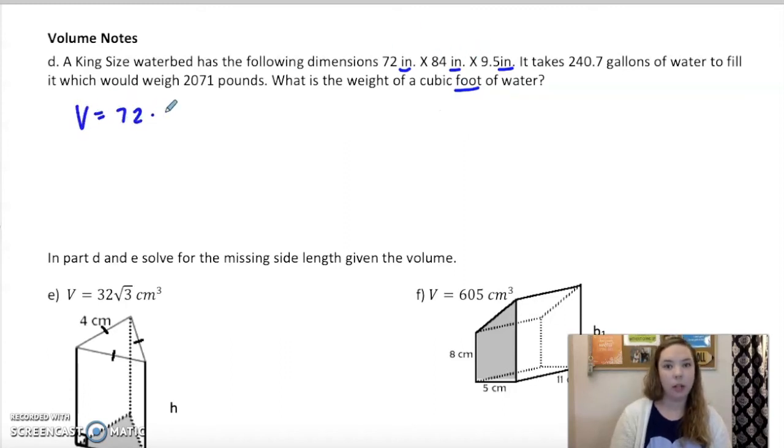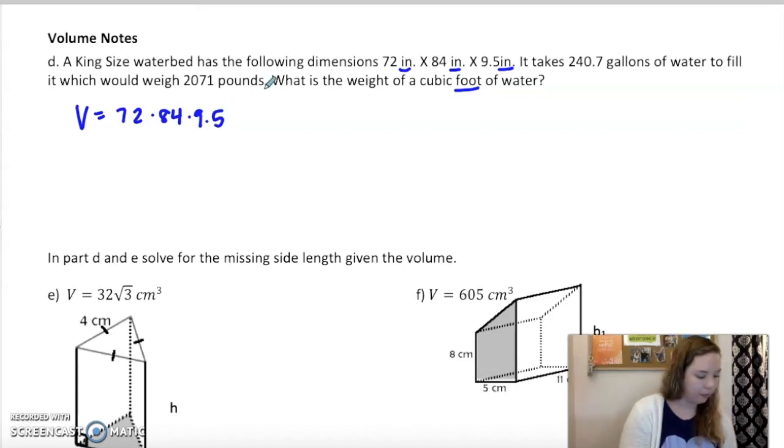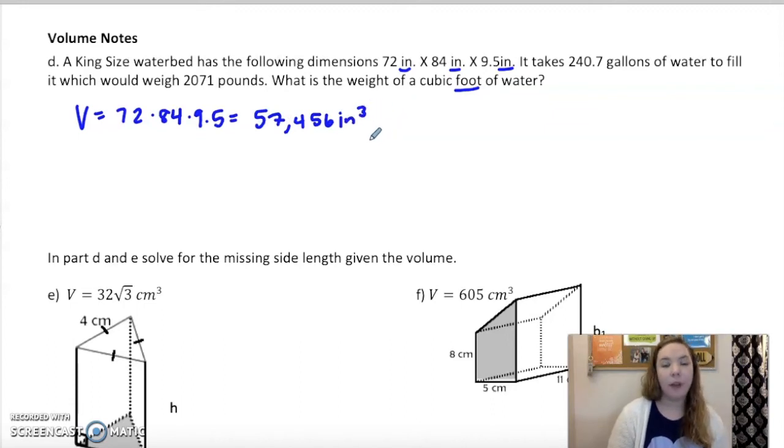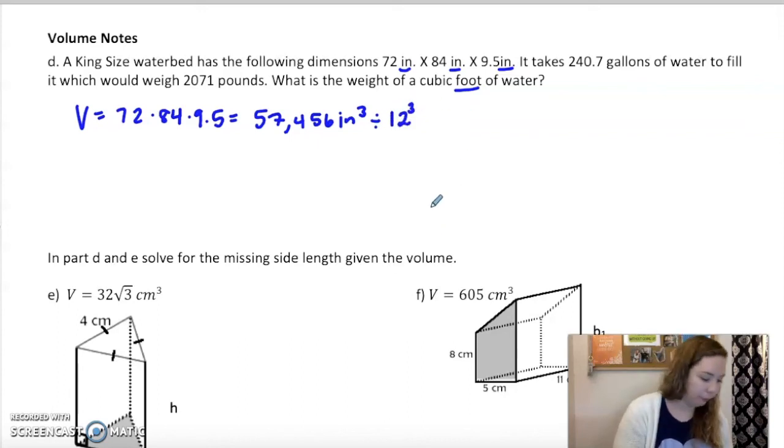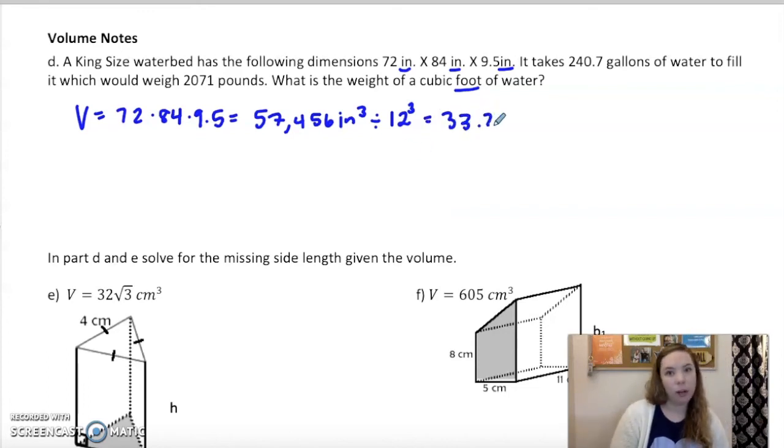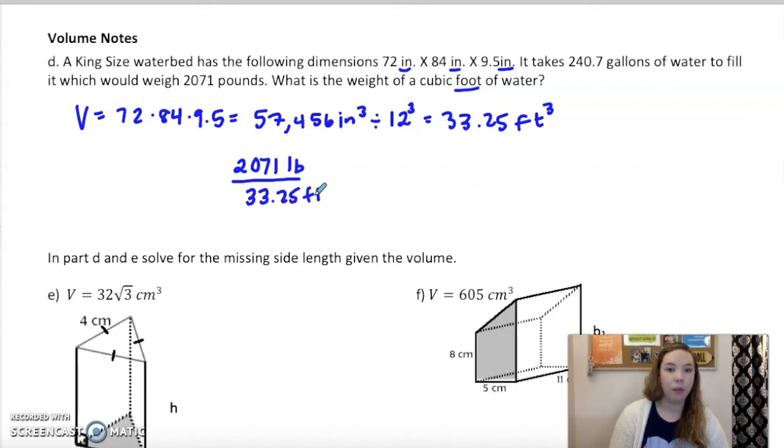So volume would be 72 times 84 times 9.5, which is 57,456 cubic inches. Now, if I want to convert this to cubic feet, we have to remember that since our units are cubed, we're going to have to also divide by 12 cubed instead of just 12. So we would end up with 33.25 cubic feet. And then that weighs 2,071 pounds for 33.25 cubic feet. And we're rounding here, so we'll say it's approximately 62.29 pounds per cubic foot.